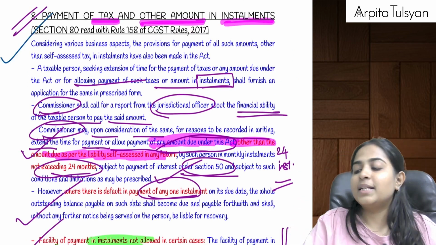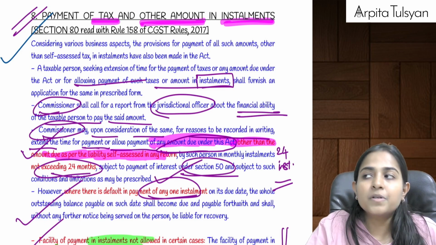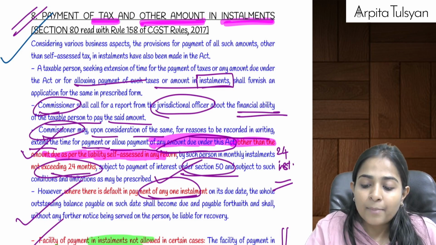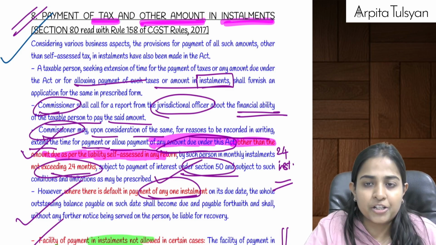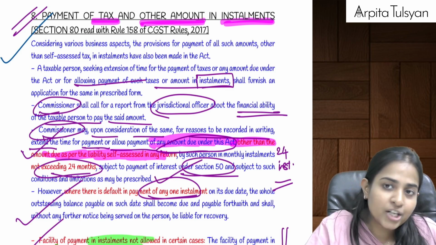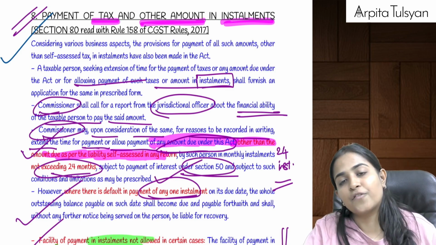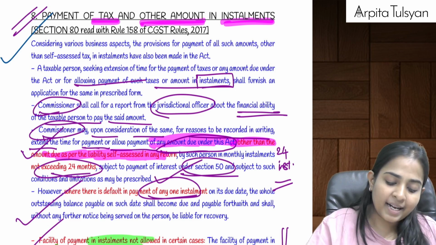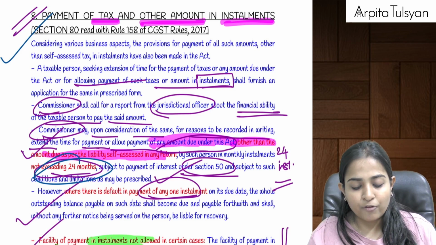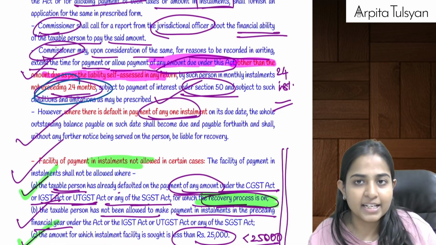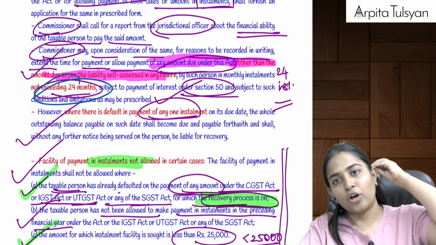Then the next one is section number 80, which says that sometimes it can so happen that a taxable person who needs to pay the dues is not able to pay it in one go, because of his financial conditions. Then that person can make an application to the commissioner, and if the commissioner is satisfied about the financial condition of such person, he will allow that person to pay taxes in a maximum of 24 monthly installments. Definitely interest will still be applicable because you are paying in installments, but you can pay it in 24 monthly installments.